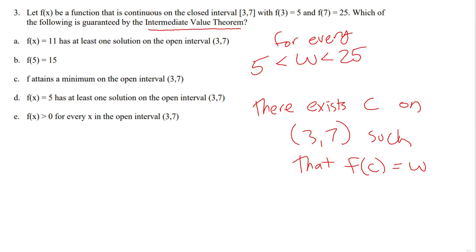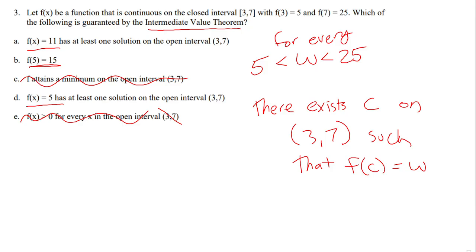So basically, anything that doesn't have to do with the function equaling some value is immediately eliminated, right? Like attaining a minimum, that makes no sense with intermediate value theorem. f of x greater than 0, that makes no sense. Now, f of x equaling 5 having a solution, that could make sense. f of x equaling 11 having a solution, that could make sense. And even maybe f of 5 equaling 15 makes sense.